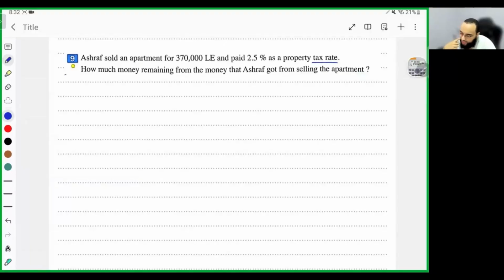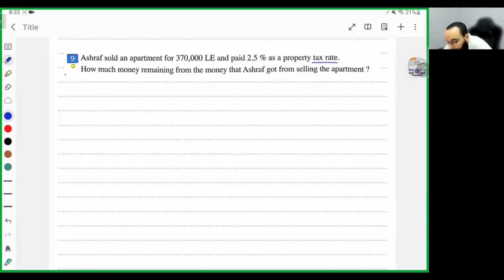Okay. Then the tax is increasing the money or it's decreasing, you know? A tax decreases the money if it's subtracted from the actual price. Let's read the question. From the meaning of the question, we'll know if it's a subtraction or addition question. Ashraf sold an apartment and paid 2.5% as a property tax. Subtraction. Then he paid extra price. How much money remaining?